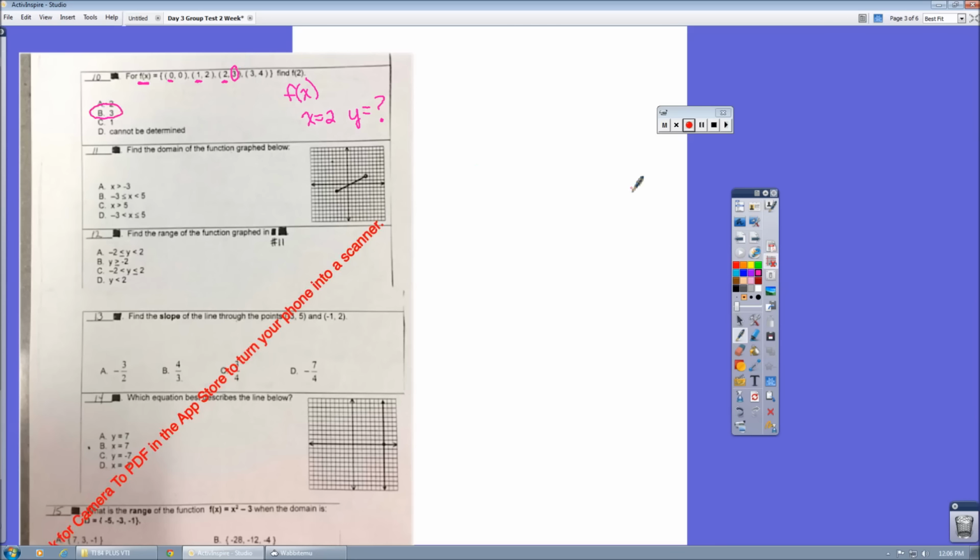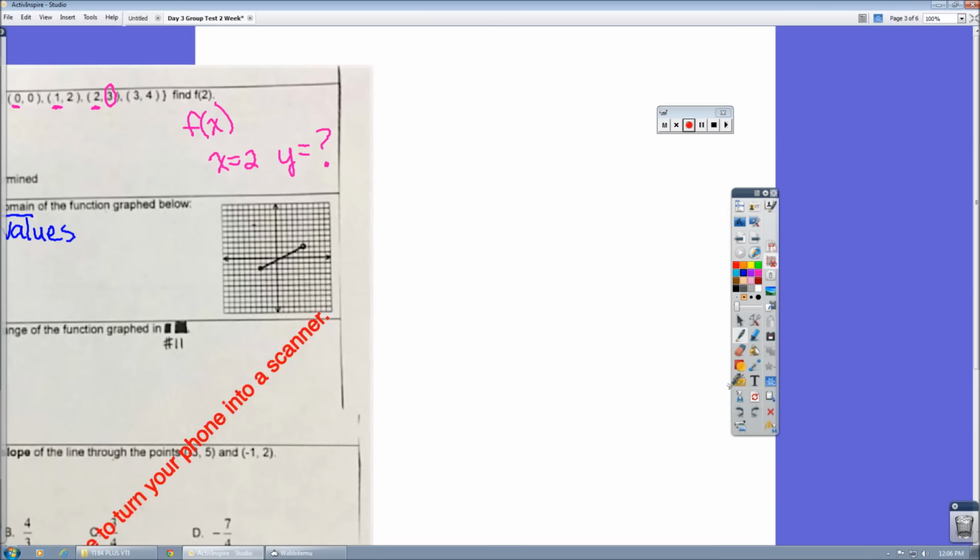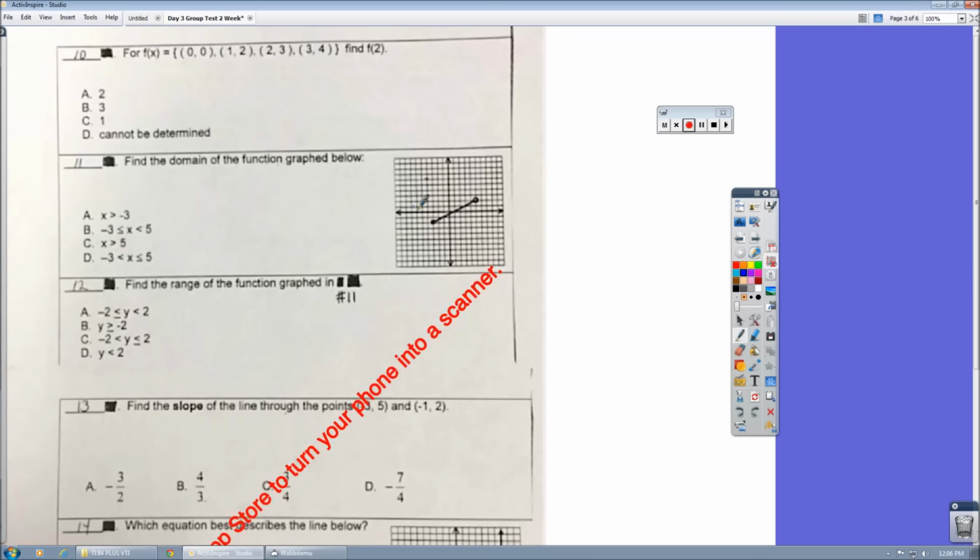All right, number 11, find the domain of the function graphed below. Let's zoom in here a little bit. The domain is talking about the x values. So we're going to zoom in so we can get a better picture of how far in the x direction this graph goes. When I do problems like this, I like to start at the left side of the graph. So how far to the left did this start? It looks like it started at -3.